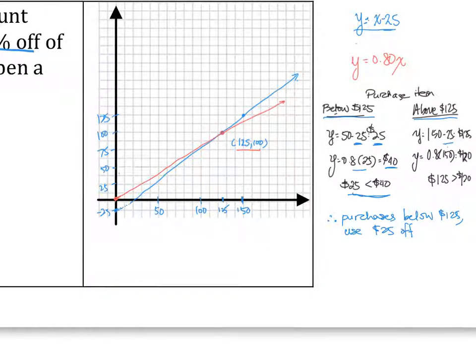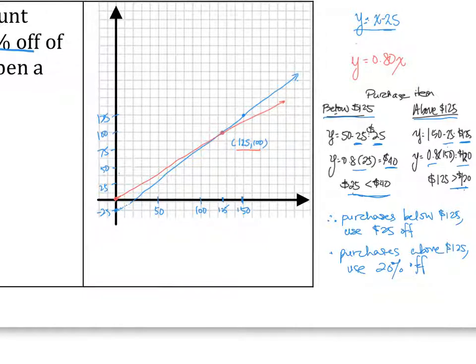And for the other case, if your purchases are above 125, if you use a $25 off coupon, you would have to pay $125. If you use a 20% discount, you only pay $120, which is $5 less, which is better. So for purchases above $125, using the 20% off will be better.